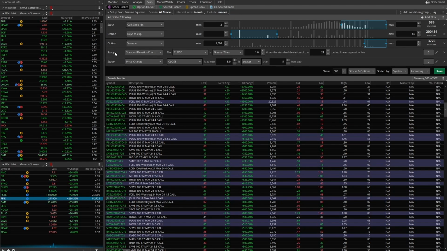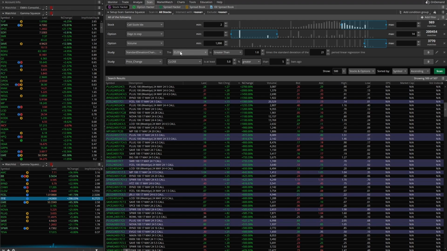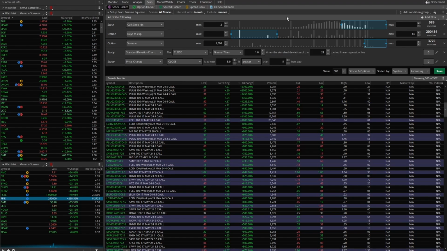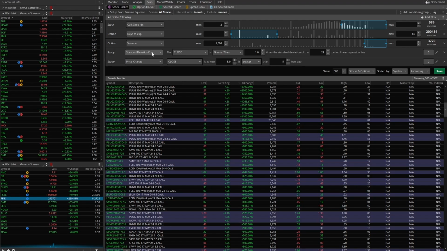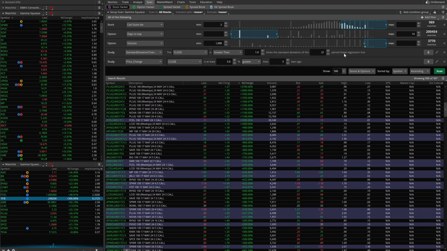Next, we want a study for the standard deviation channel, and I'll show you what that is in a minute. But you want the close greater than 1 standard deviation, and that's the 21 period linear regression line. So next, we want a study filter for the standard deviation channel. That's the close is greater than 1 times the standard deviation of the 21 period linear.